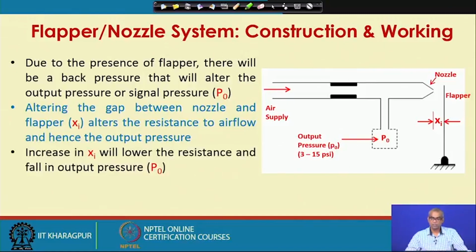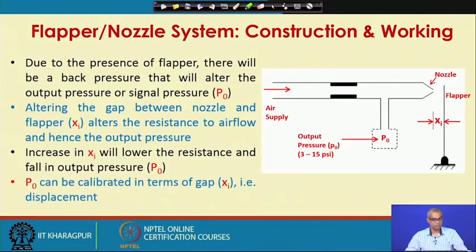Increasing Xi, which is the gap between flapper and nozzle, will lower the resistance and cause a fall in output pressure. So, the output pressure P0 can be calibrated in terms of the gap Xi between flapper and nozzle, which is displacement.